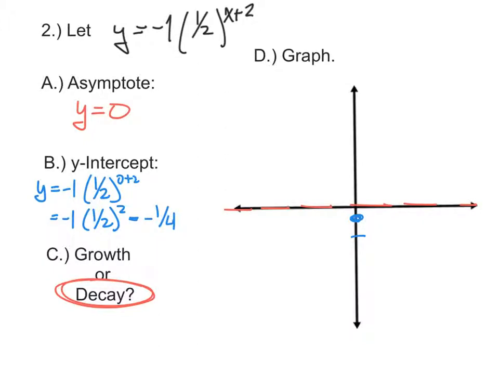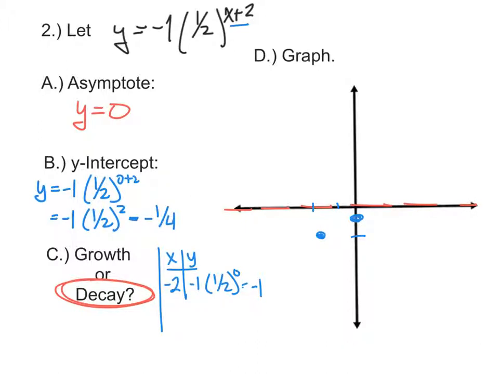We do know that there's another important point, and we can find that by making the power equal to 0. So that means, if we were going to make a table, we're going to have to let x equal negative 2. And when we plug in negative 2 right there, we'll get negative 1 times 1/2 to the negative 2 plus 2, which is 0. 1/2 to the 0 is 1, and that means that y is going to equal negative 1. So here's one more very important, very nice point, and that happens at negative 2, negative 1.